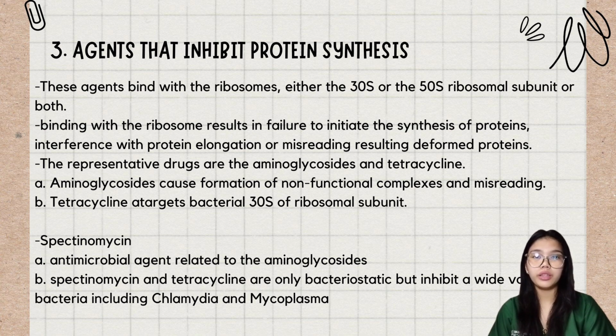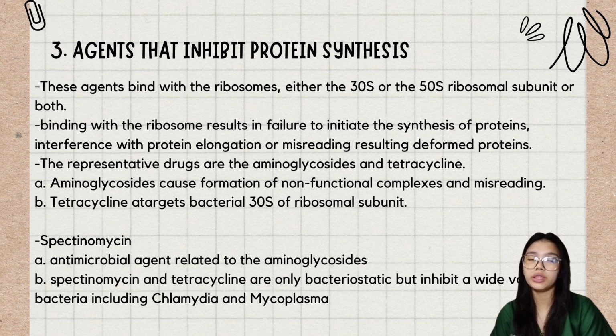These agents bind with the ribosomes, either the 30S or the 50S ribosomal unit, or both. Binding with the ribosome results in failure to initiate the synthesis of proteins. Interference with protein elongation or misreading will result in deformed proteins. Inhibitors of the 30S ribosomal subunit interfere primarily with the initiation process. The representative drugs are the aminoglycosides and tetracycline.